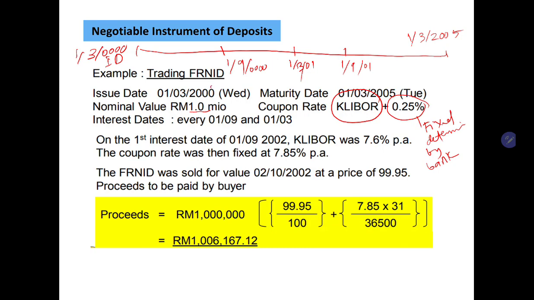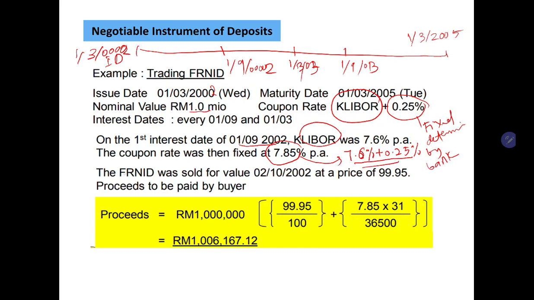Sorry, the first interest date here is actually 2002. The first interest payment is 2002, so this here is 2003. So on the 1st of September 2002, the CLIBOR was 7.6%. The coupon rate was 7.85%. How do they get 7.85%? It is equivalent to 7.6%, which is the CLIBOR rate, plus 0.25%, which is the rate determined by the bank. So they got 7.85.